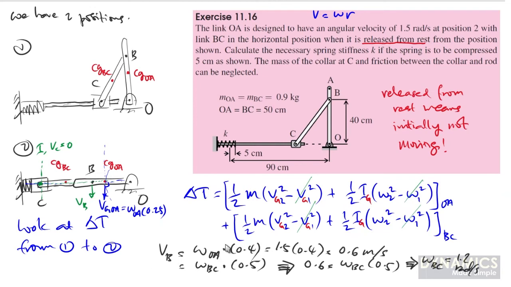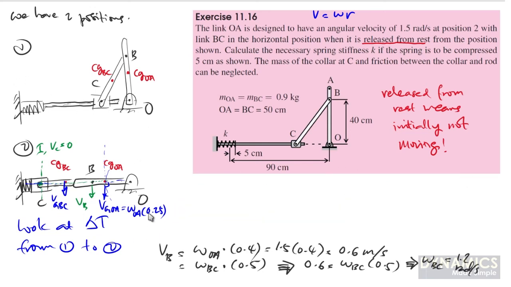Once we have omega BC, we can determine the value of the velocity at the CG of BC. Our aim here is to determine this, the velocity at the CG of BC. Why do we want to determine velocity at CG of BC? Since we want to use this inside our delta T equation. Let's remove this first.